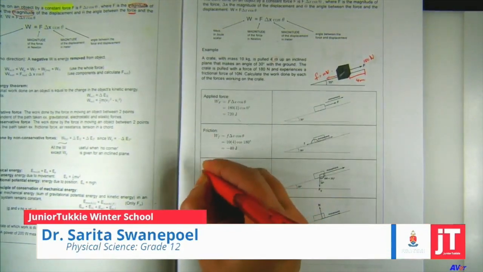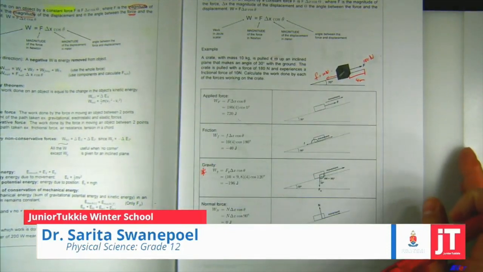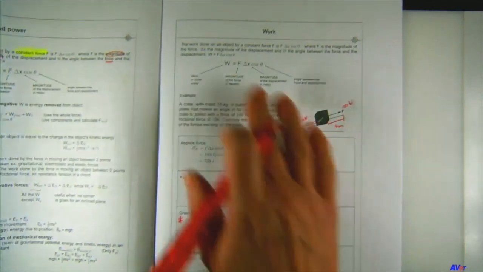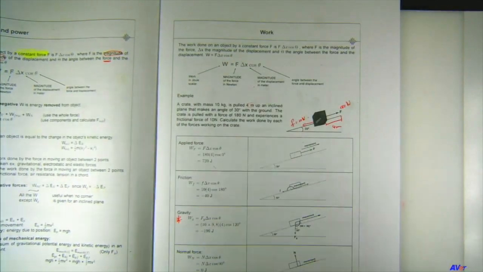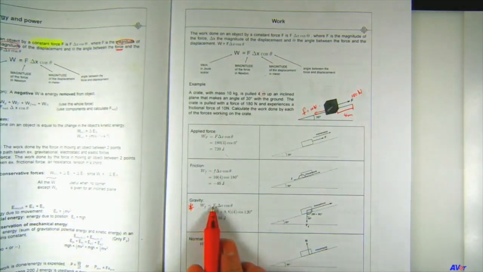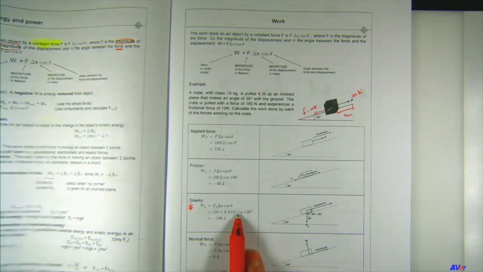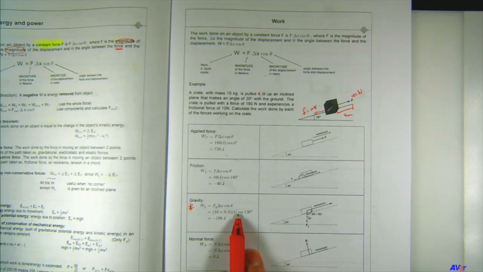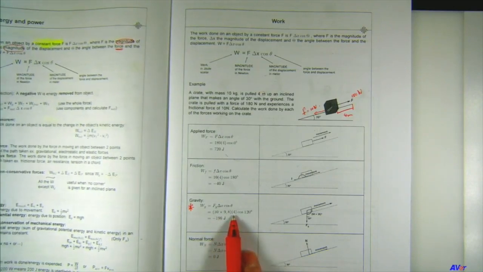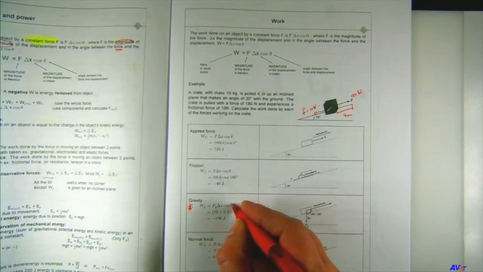Now, with an inclined plane, gravity is the one that is difficult. Right. Now, if you work according to this definition, I'll show you the alternatives later on, we said the work done is F delta x cos theta, and we're working with gravity. So remember, not the mass. It's the mass times 9,8. That's one of the things that you get wrong. Then times the displacement, that is 4. And then cos. And now, what do we have for an angle here?